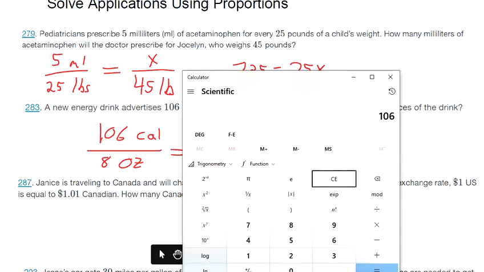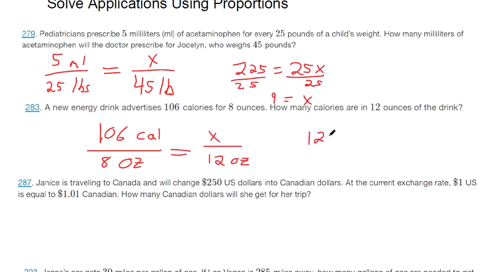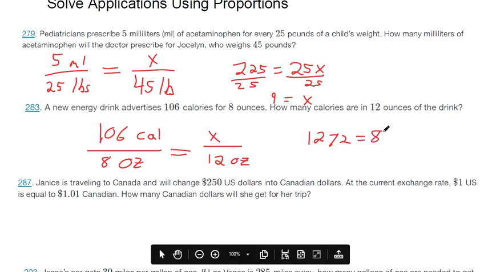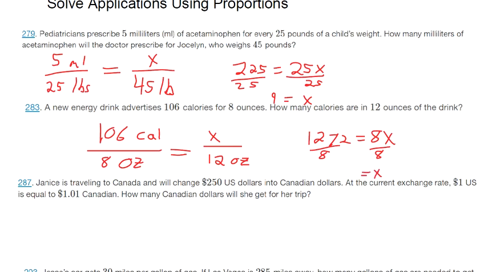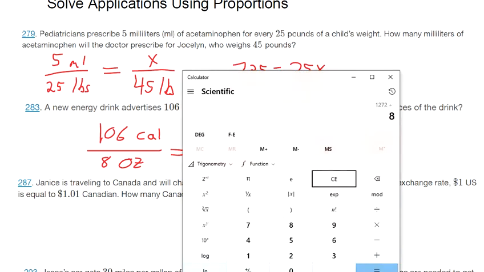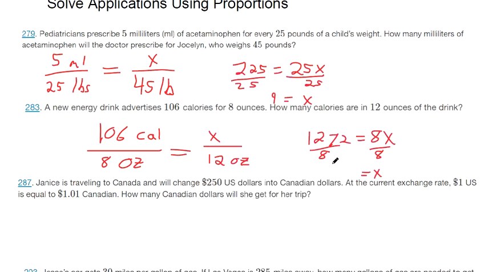So we're going to do 106 times 12, 1,272. And that should equal 8 times x. So we can divide 8 from both sides. So x is 159. 159 calories in a 12-ounce drink. Yeah, and that makes sense because it should be more than the calories in the 8-ounce drink.